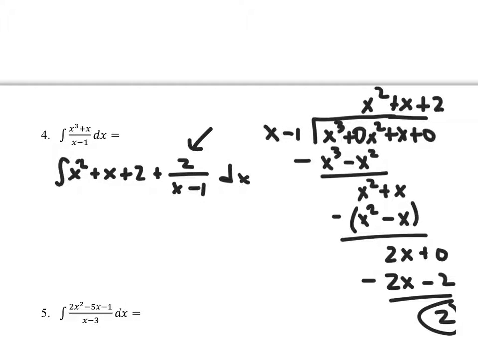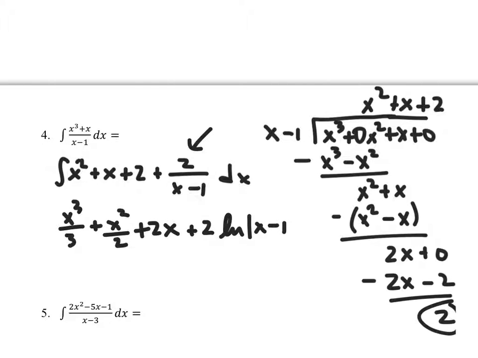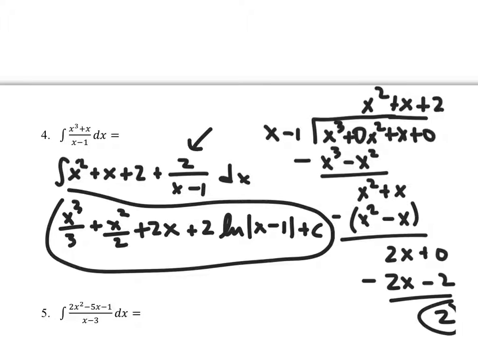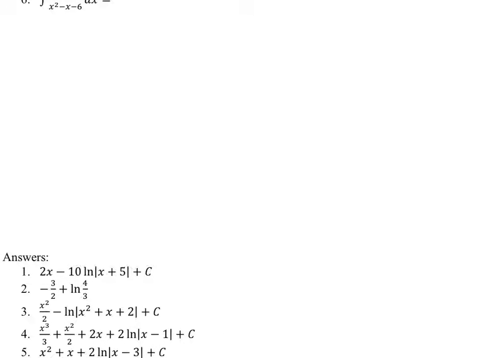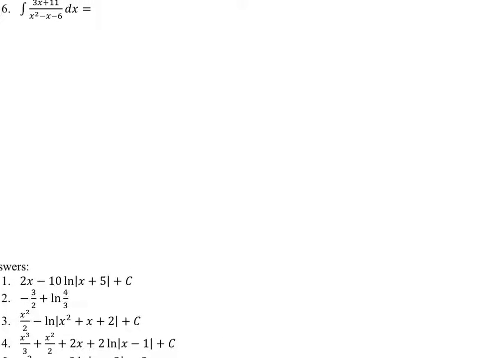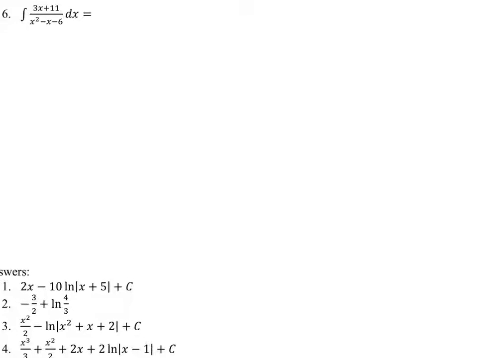Alright, so I can integrate this pretty easily. This will be x cubed over 3 plus x squared over 2 plus 2x plus 2 times the natural log of x minus 1 plus c. Let's see if we get it right. That's number 4. Number 4 is x cubed over 3 plus x squared over 2 plus 2x plus 2 times the natural log of x minus 1 plus c.